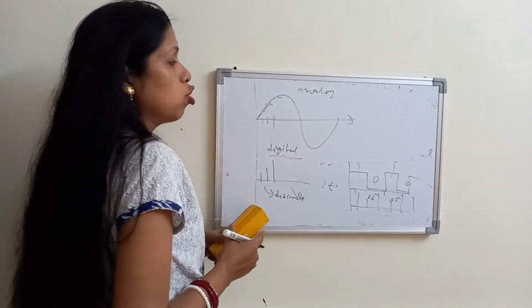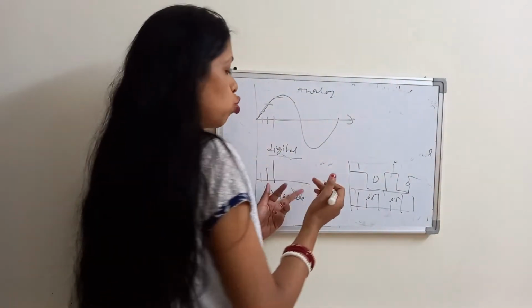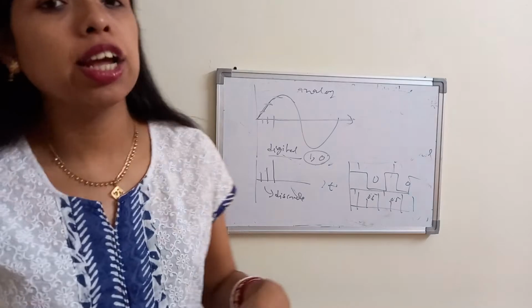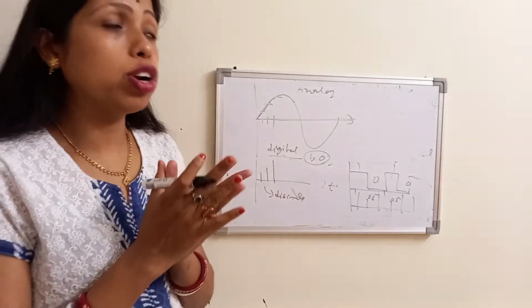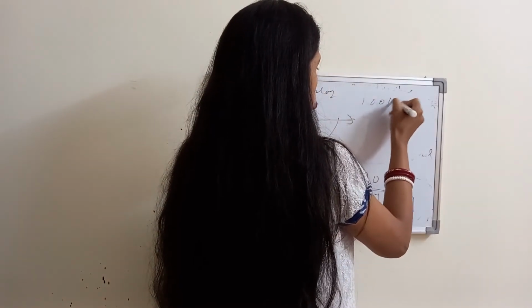But in case of a pure digital signal, there are only two values, only 1 and 0. Each and every piece of information is associated only with 1 and 0. Suppose you want to send digital information; this digital information consists of 1 0 0 1 1 0.